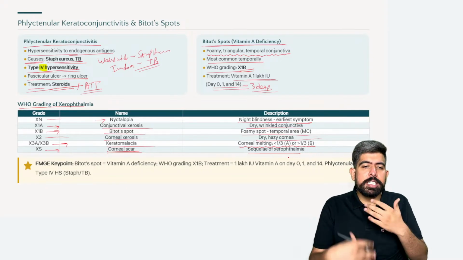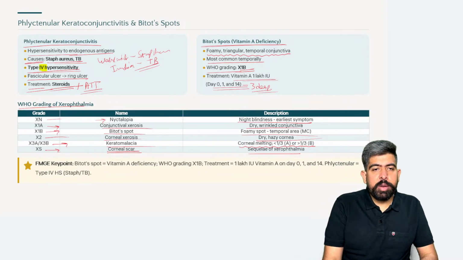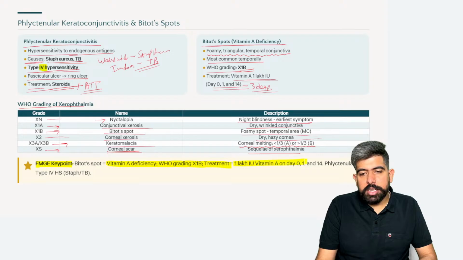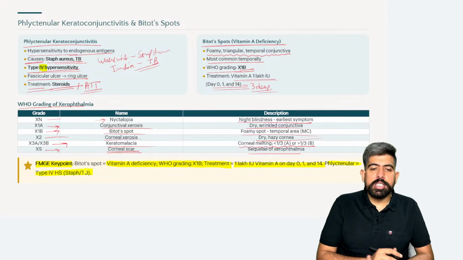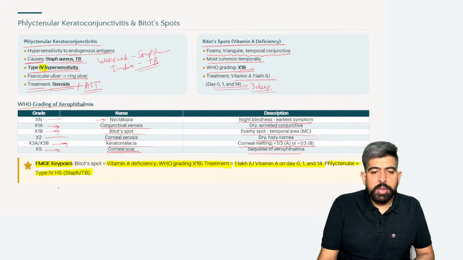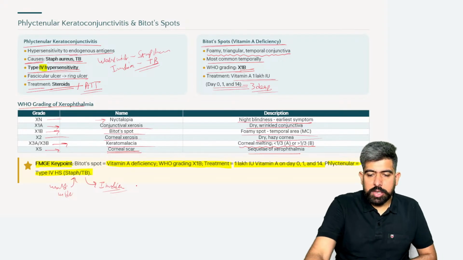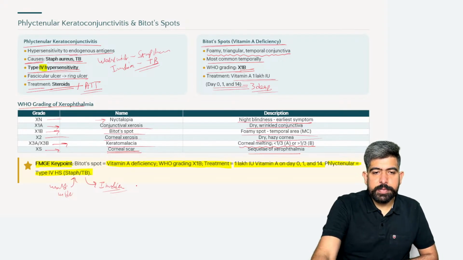So this is all the staging by the WHO grading, right? Now for the FMGE key point, you have to remember that Bitot spot is the vitamin A deficiency seen in WHO grading X1B. The treatment is 1 lakh units on day 0, 1, and 14. Phlyctenular conjunctivitis has type 4 hypersensitivity. Worldwide the cause is Staph aureus, and in India TB is seen. Remember the causes.